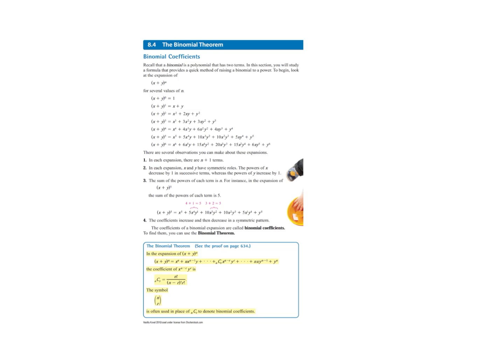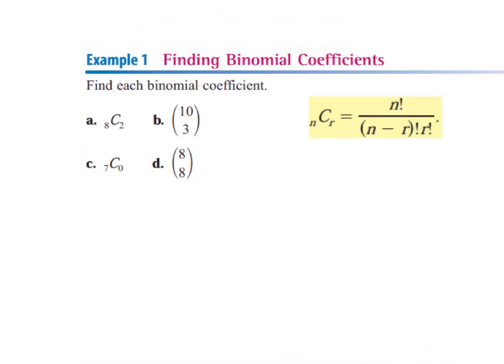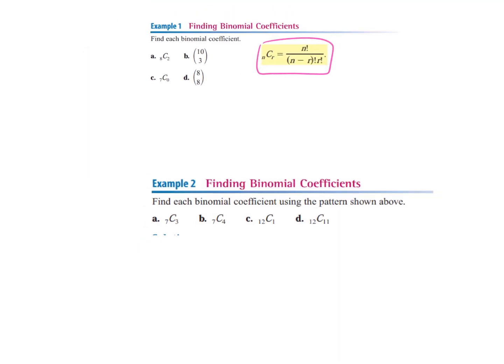Right, so 8.4 starts off by talking about binomial coefficients or the binomial theorem, which is these. We talked about this with probability. We've seen this formula before in probability. We're not going to do this for the tests. So we're going to skip example 1, example 2, and go to example 3.